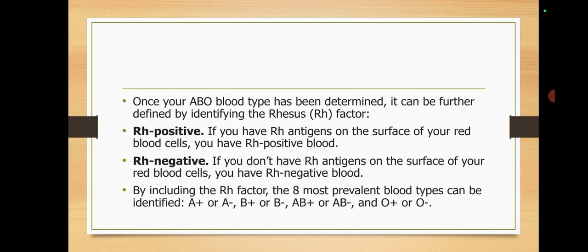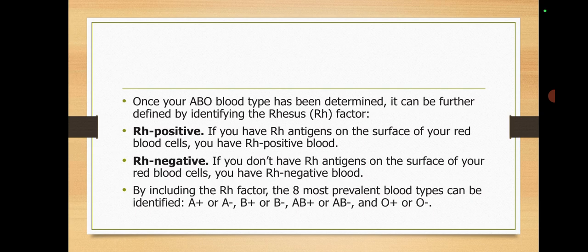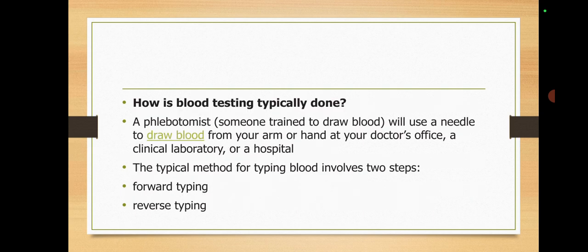Once an ABO blood type has been determined, it can be further defined by identifying the rhesus factor. RH positive: if you have the RH antigen on the surface of your red blood cell, you have RH positive blood. RH negative: if you don't have the RH antigen on the surface of your red blood cell, you have RH negative blood. By including the RH factor, the 8 most prevalent blood types can be identified: A plus or A minus, B plus or B minus, AB plus or AB minus, O plus or O minus.